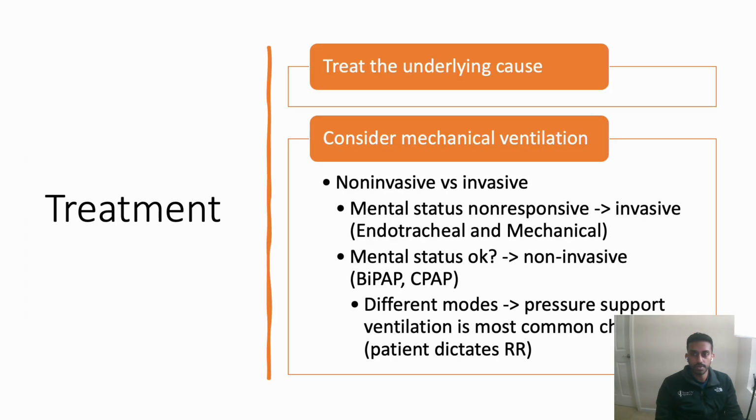What's the treatment of respiratory acid-base disorders? So you treat the primary cause. If it's not sufficient, consider mechanical ventilation. Then you decide if you want to use non-invasive or invasive ventilation. In order to do that, you can first determine if the mental status is non-responsive or alert. If non-responsive, you can use invasive ventilation such as endotracheal or mechanical ventilation. If the mental status is alert or altered, you can use non-invasive such as BiPAP and CPAP.